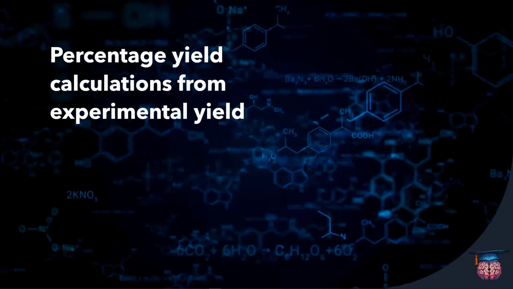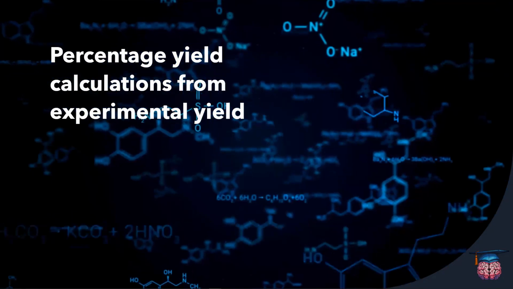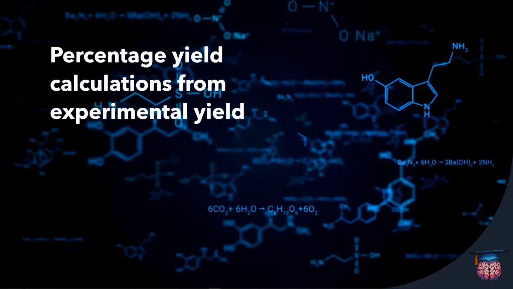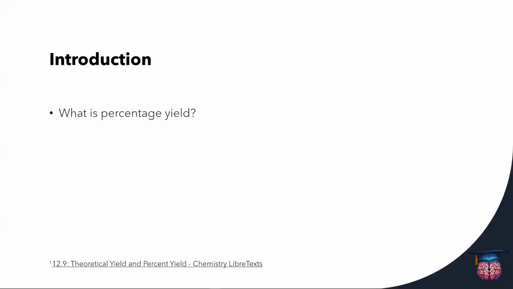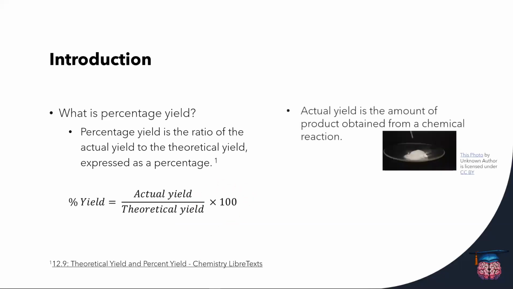In this video, we will be looking at how to calculate the percentage yield from an experimental yield. So what is a percentage yield? Well, this is the ratio of the actual yield to the theoretical yield expressed as a percentage. We calculate this using the following equation, where we have the actual yield divided by the theoretical yield times 100.